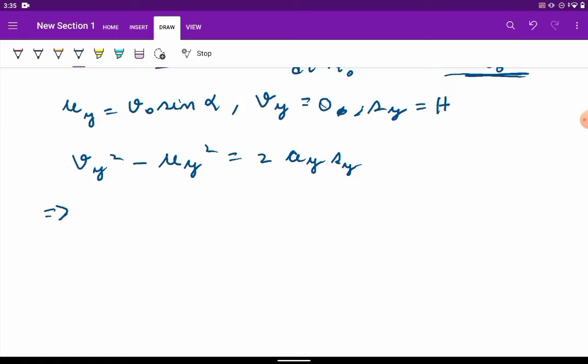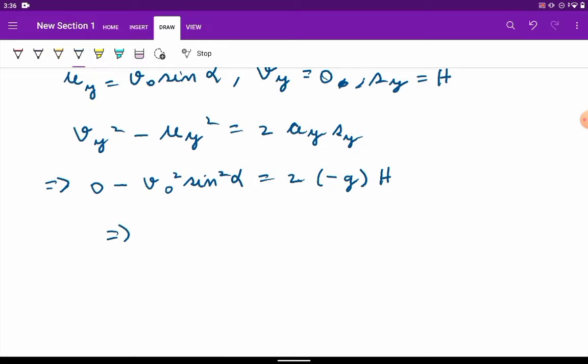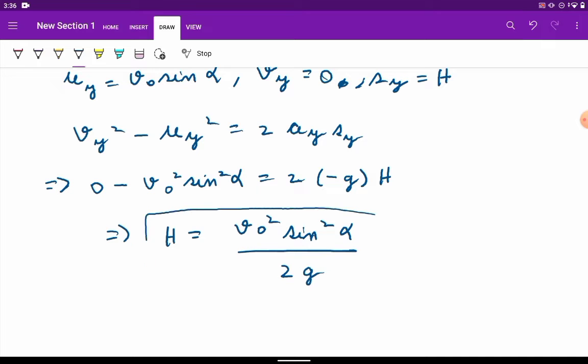So Vy square is 0, Uy square is V naught square sine square alpha, 2 Ay is, so again from the first part it is minus G, Sy is capital H, which we want to find out. So this means H is equal to V naught square sine square alpha by 2G. That is your maximum height of ascent.